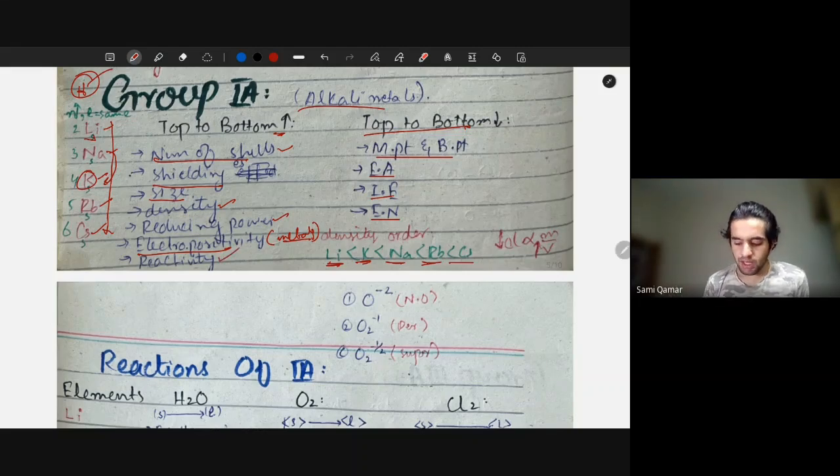Okay. Then we have reactivity. This is the reactivity order. You can also remember top to bottom it will increase. So cesium is most reactive, lithium is the least reactive. Okay, these are the basic trends that you should have in mind.